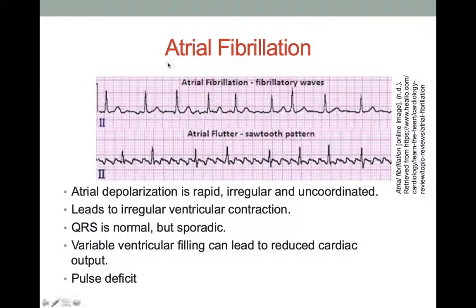Because of that, as you can see, the spacing between the QRS complexes is not consistent here, a little random. So irregular ventricular contraction occurs, even though the QRS waveform is normal in shape, it's just more sporadic in when it happens. Again, this causes a variable filling of the ventricles, which could lead to reduced cardiac output.